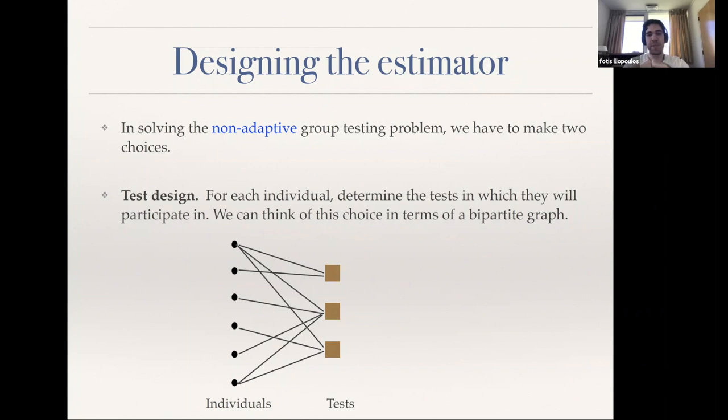And you can think of this test design choice in terms of a bipartite graph, where on the left we have the individuals, and on the right we have the tests. And we have an edge going from an individual to a test if this individual participates in that test. Makes sense? Yeah. Okay.